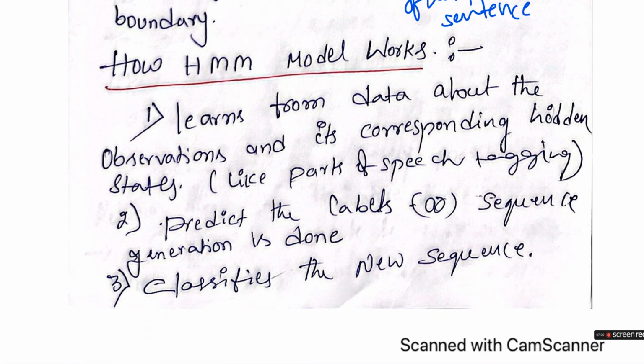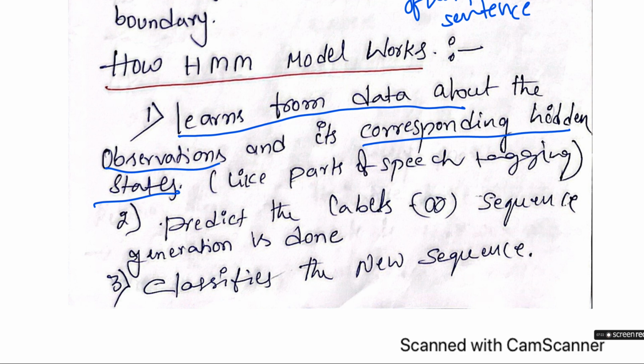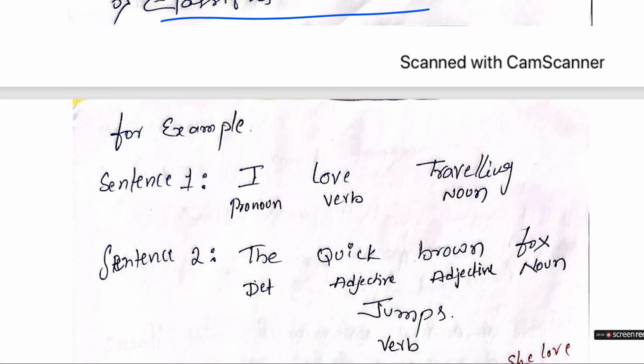Okay, so now I'll explain the three points of how the hidden Markov model will work. There are three important points here. First, this hidden Markov model will learn from the data about the observations and their corresponding hidden states. Corresponding hidden states means part of speech tagging, grammar, syntax, and semantics, all these things. Then the second point is, by observing all these things and learning the probabilities from them, it will predict the labels or generate the sequence of words. Then the third point, it classifies the new sequences. After predicting the words and giving the labels, it classifies the new sequences. So see here, I gave a very simple example of how the hidden Markov model will work.